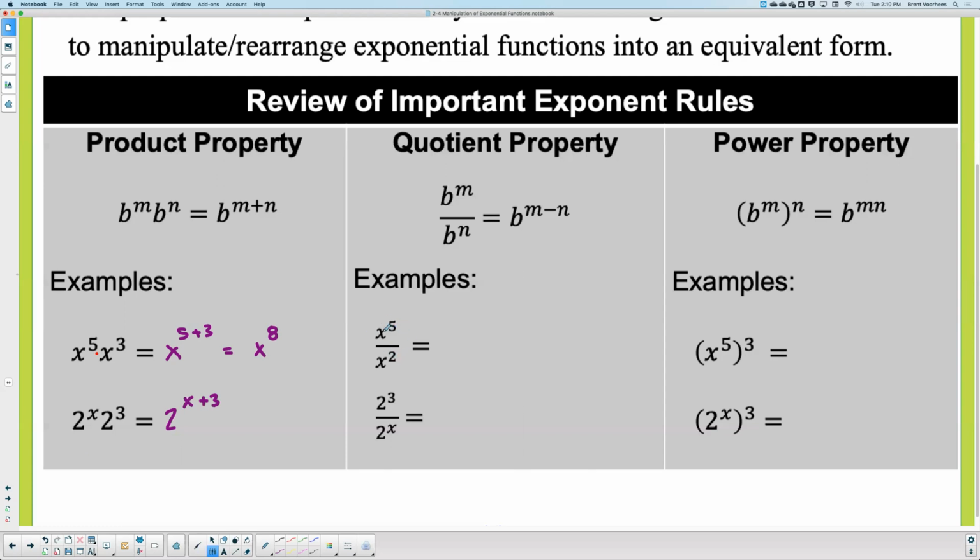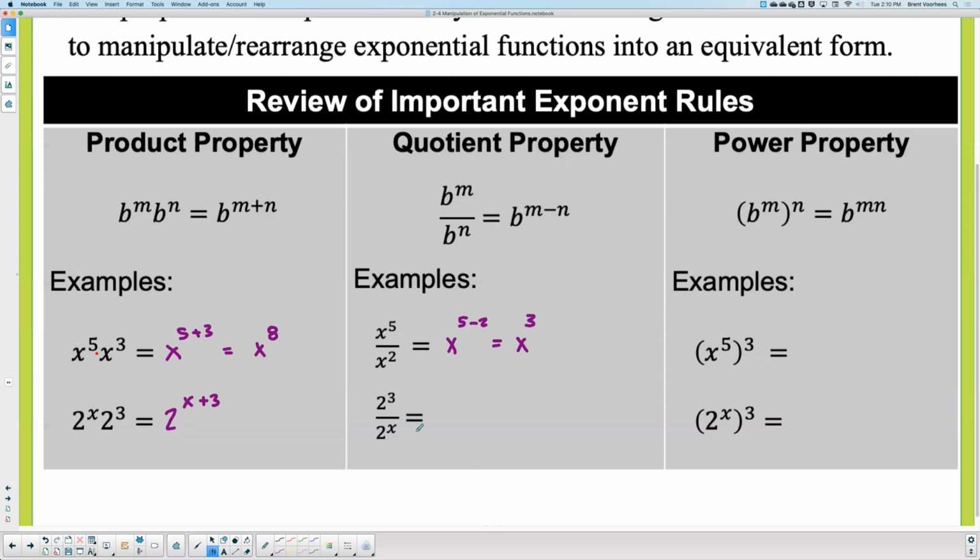Think about canceling. What if I wrote out the x's 5 times? x times x times x times x times x. And then divide it by x squared, x times x. You would cross out 2 of those x's, and how many x's would be left over? 3, because 5 minus 2 is 3. That's the quotient property.